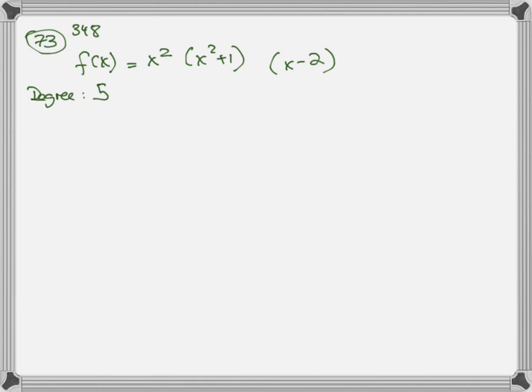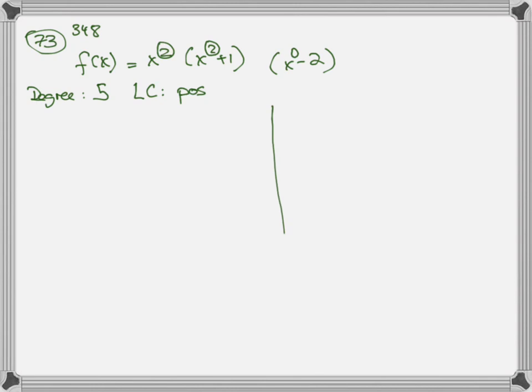Where is it coming from? Well, you have 3 factors here. X squared, that's 2. You also have an x squared plus 1, that makes 2. And then you see x, that makes 1. So the degree is 5. And the leading coefficient, is it positive or negative? Positive. I see no negative anywhere on the x, so it's got to be positive.